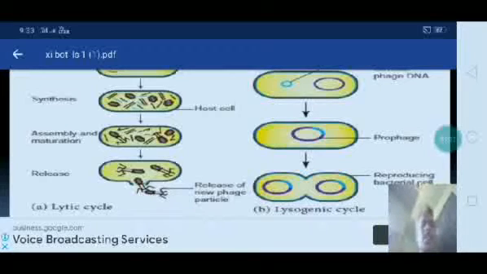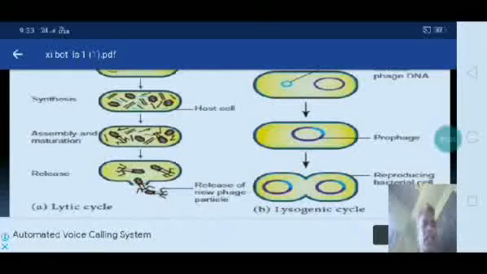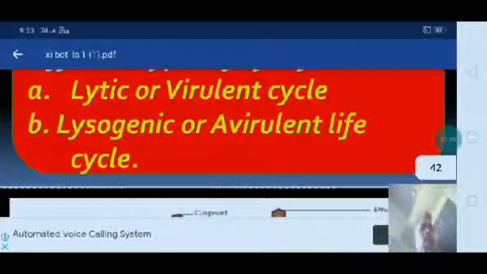A number of bacteria cells are produced from a single bacterium. Then the bacteria release new phage particles. That is called the lytic or virulent cycle.